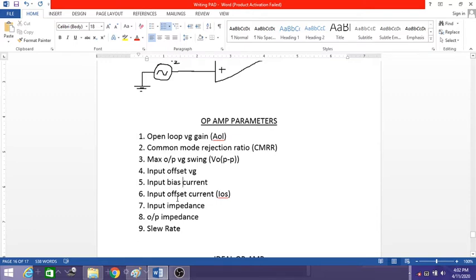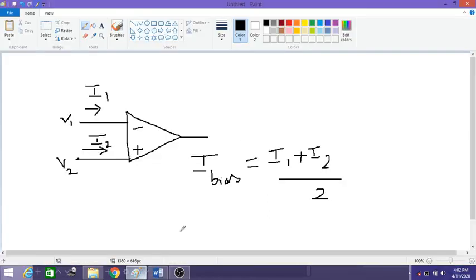So input offset current is nothing but the difference of the two currents, that is the difference of I1 and I2. That is represented as IOS. So IOS is equal to either I2 minus I1 or I1 minus I2, because we are taking the magnitude, it doesn't make any difference. So it is I1 minus I2. Even if you write I2 minus I1, it is the same, because it will take the magnitude. So it is a difference of two currents. That's it.